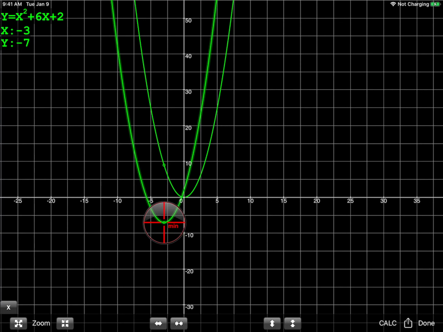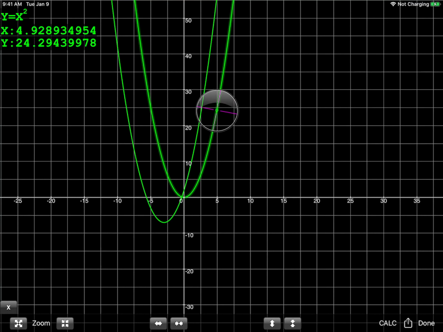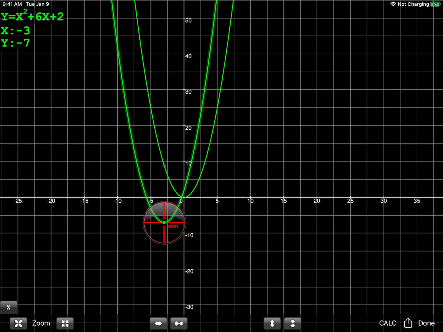And if I take a look at the width of this new equation compared to the width of the parent graph, they're the same width. The only thing that's different is that the vertex moved from 0, 0 to negative 3, negative 7. So my graph has been shifted to the left 3 and then down 7 points.